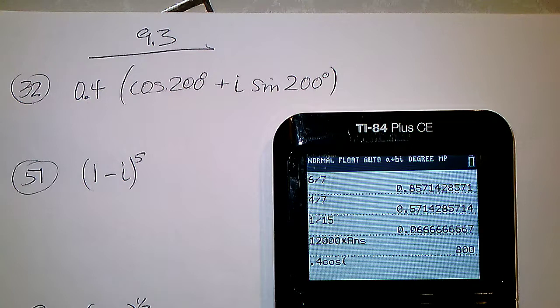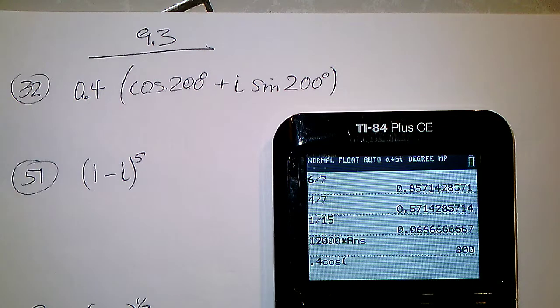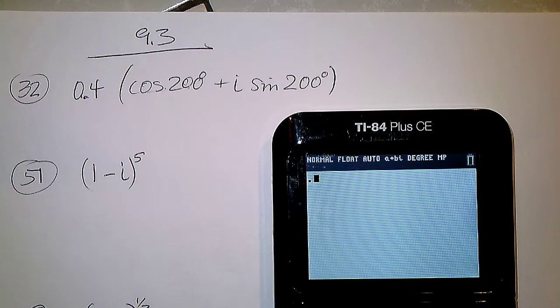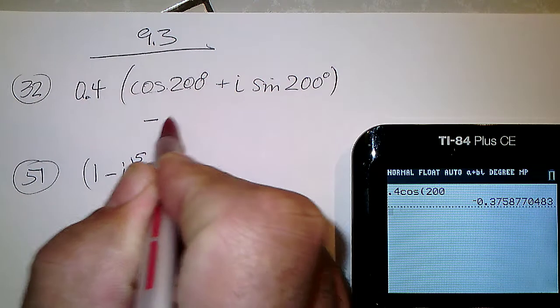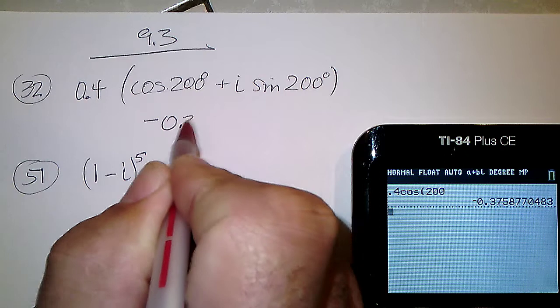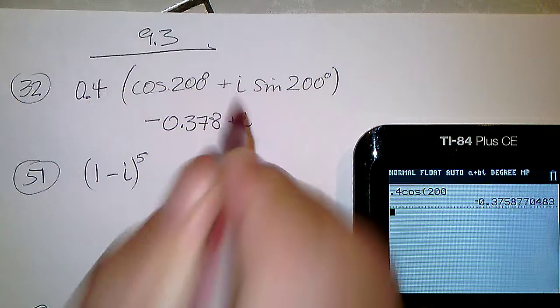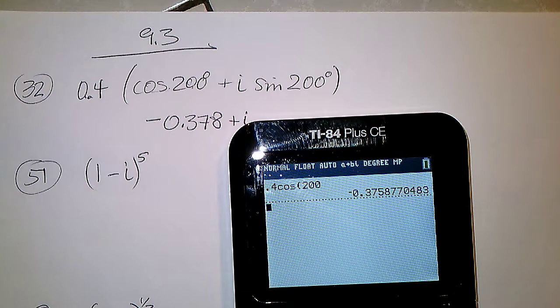0.4 cosine of 200 degrees. Oop, mode, it's in degrees. 0.4 cosine 200, and I get negative 0.378 for the x plus I, and I got to do 0.4 times the sine of 200.